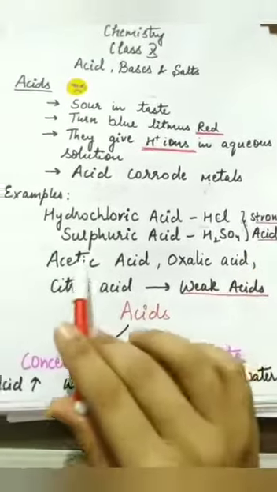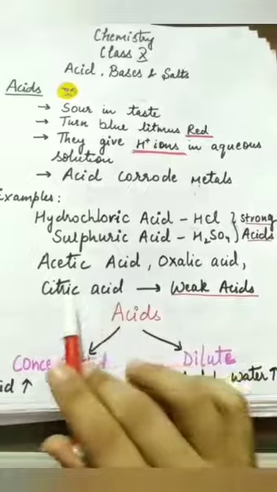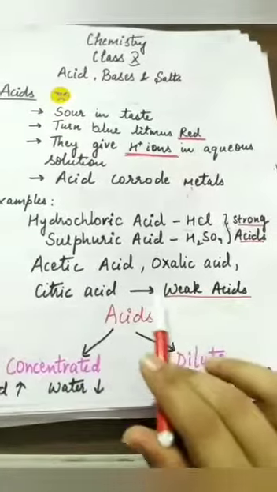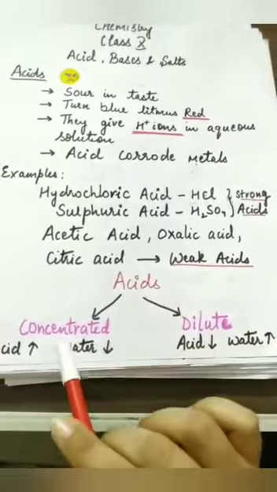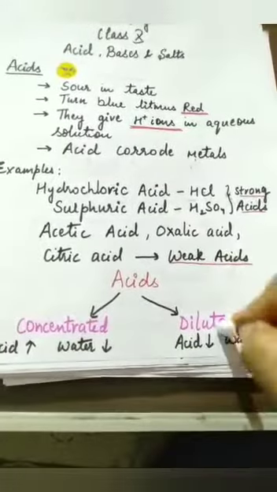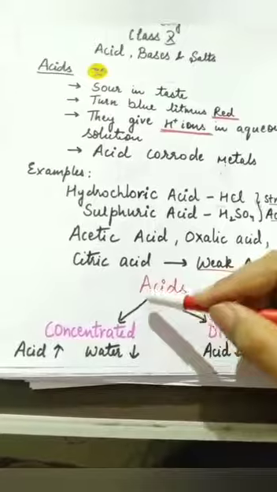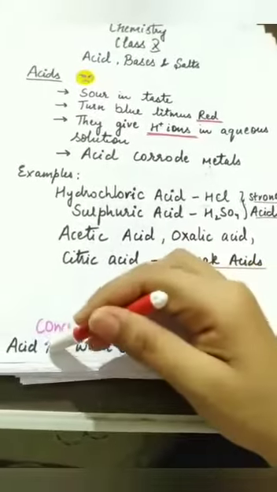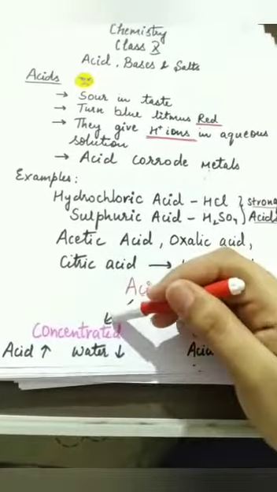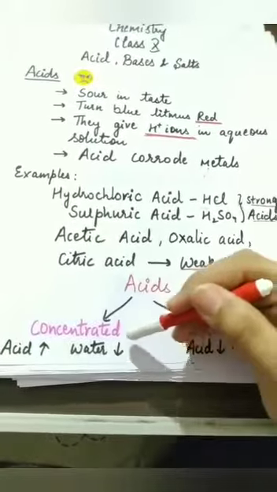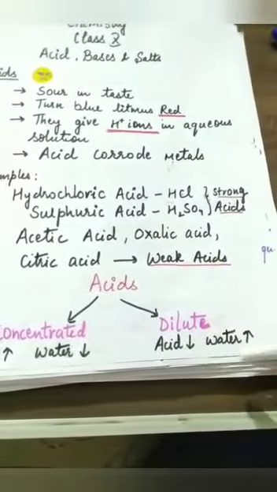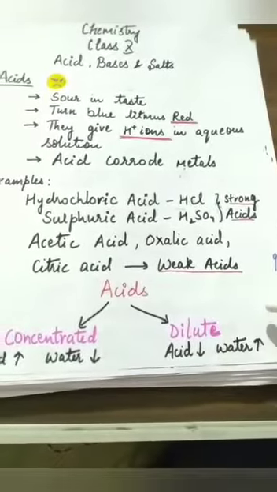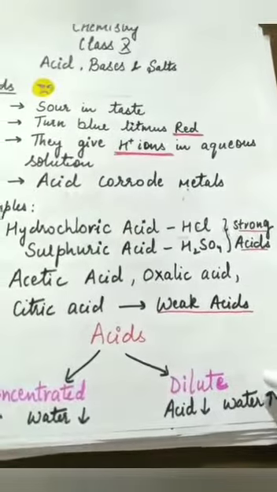Okay. Next is acetic acid, oxalic acid, citric acid. These are weak acids. Now acid are of two types, concentrated acid and dilute acid. What is concentrated acid? In concentrated acid, the quantity of acid is more and the quantity of water is less. So they are concentrated acid. In dilute acid, the quantity of acid is less and the quantity of water is more. So they are called dilute acid.